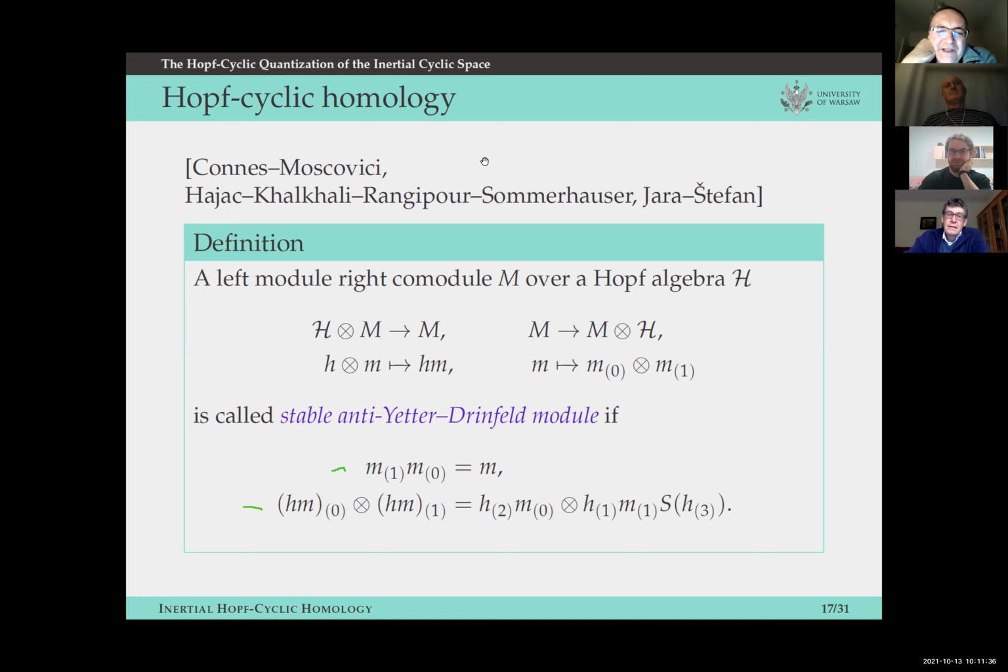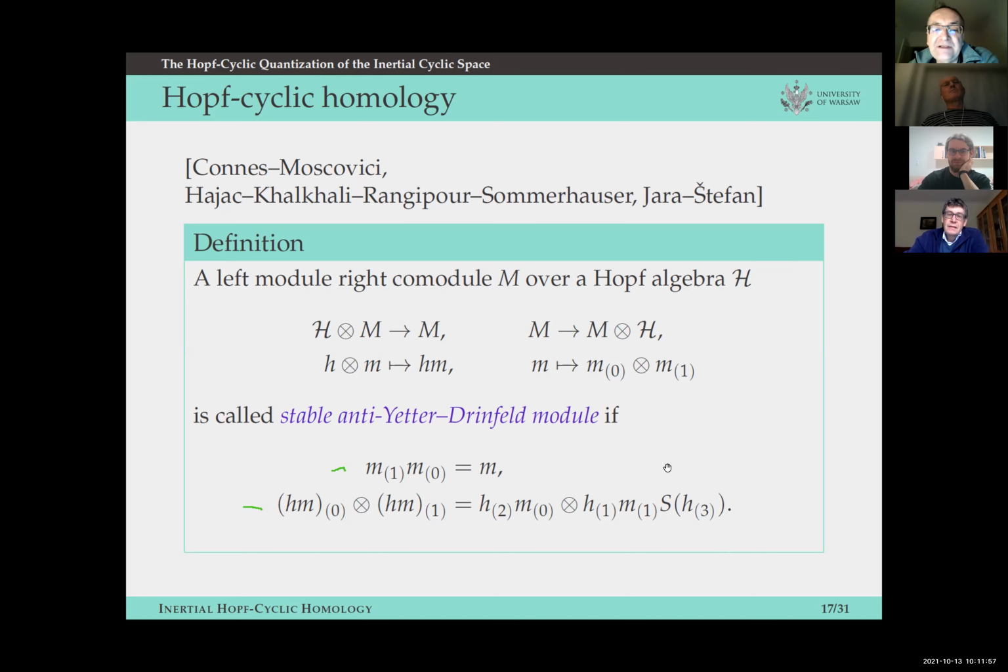So that's my first comment. And the second one is that you see this anti refers to the fact that if we had a Yetter-Drinfeld module here, we'd have S inverse, the inverse of the antipode. So the difference between Yetter-Drinfeld and anti-Yetter-Drinfeld is just inverting the antipode wherever it appears in this compatibility condition of action and coaction.